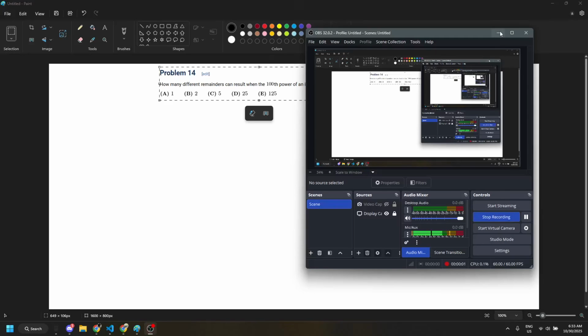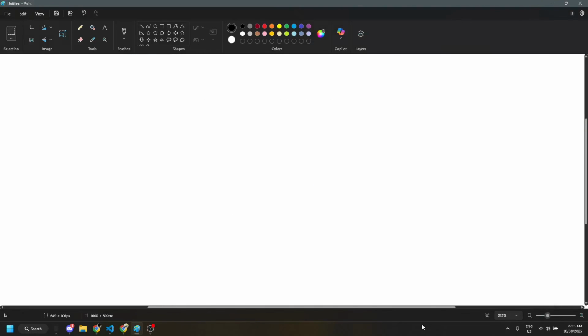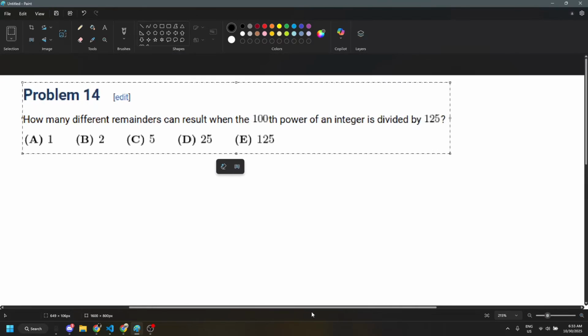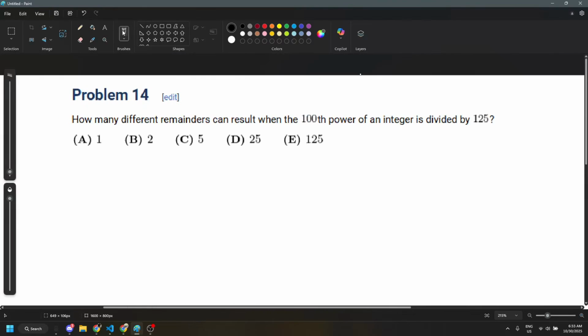Alright guys, let me try to solve this. So, this question is asking how many remainders can result when the 100th power of an integer is divided by 125. The first way I'm going to go about this is list a bunch of them, see if there's a pattern.